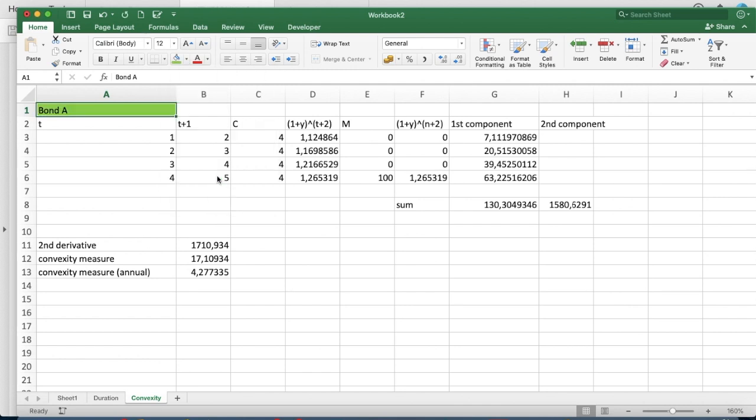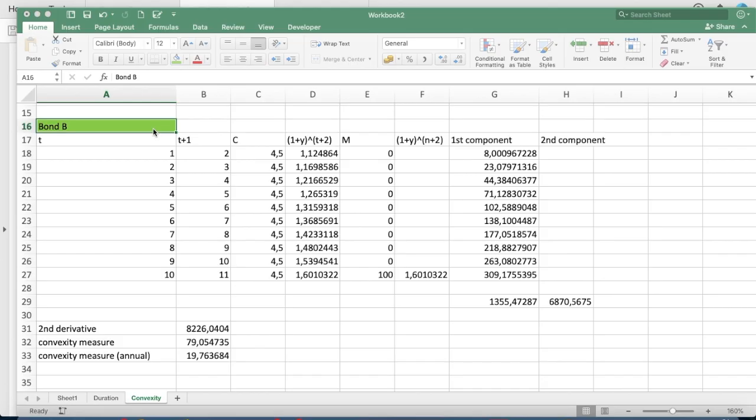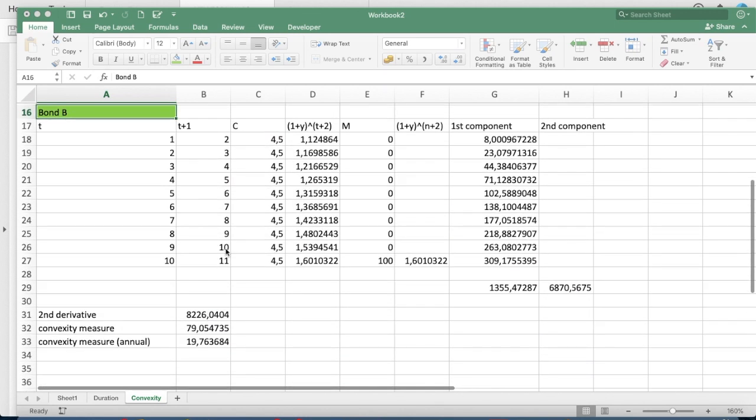Now all we have to do is just to repeat the same process with the bond B. The work for bond B, see? So the convexity measure, the annual one, is equal to 19.763. So anyway, I will send you the Excel file, so you can follow all the work step by step, right? So that's it, guys. So this is all for the exercise 2.